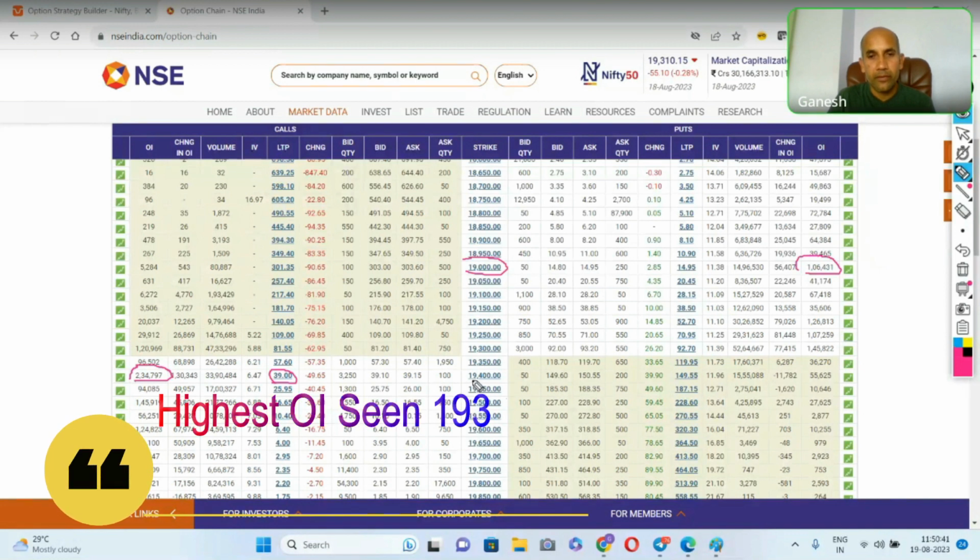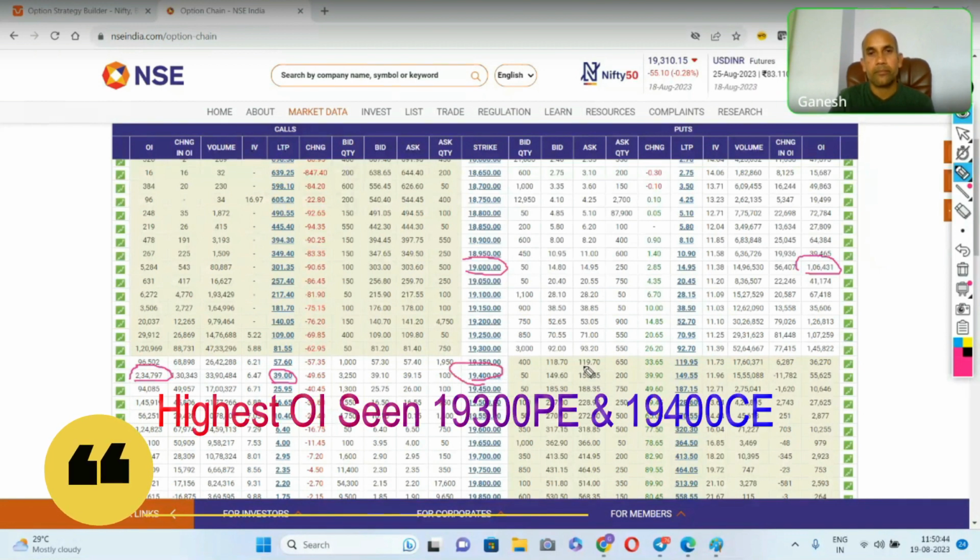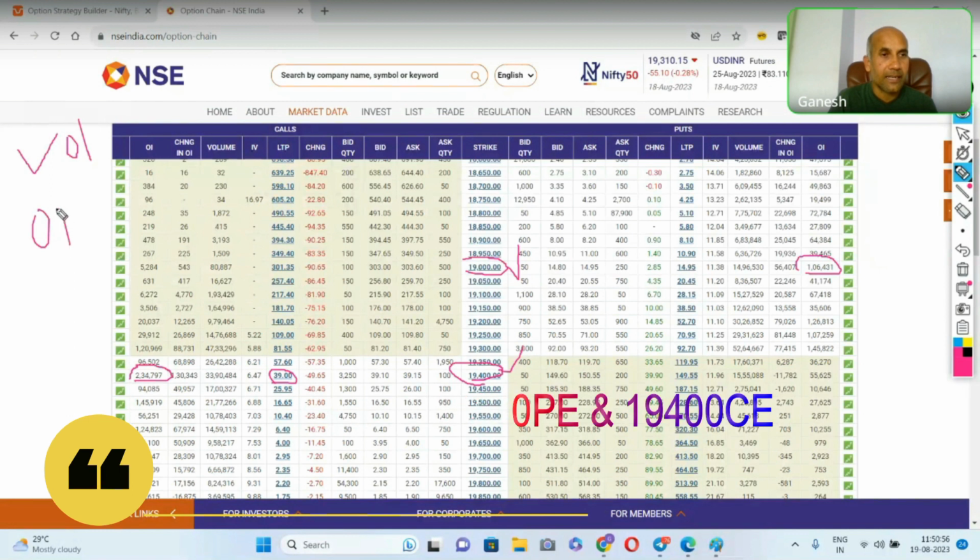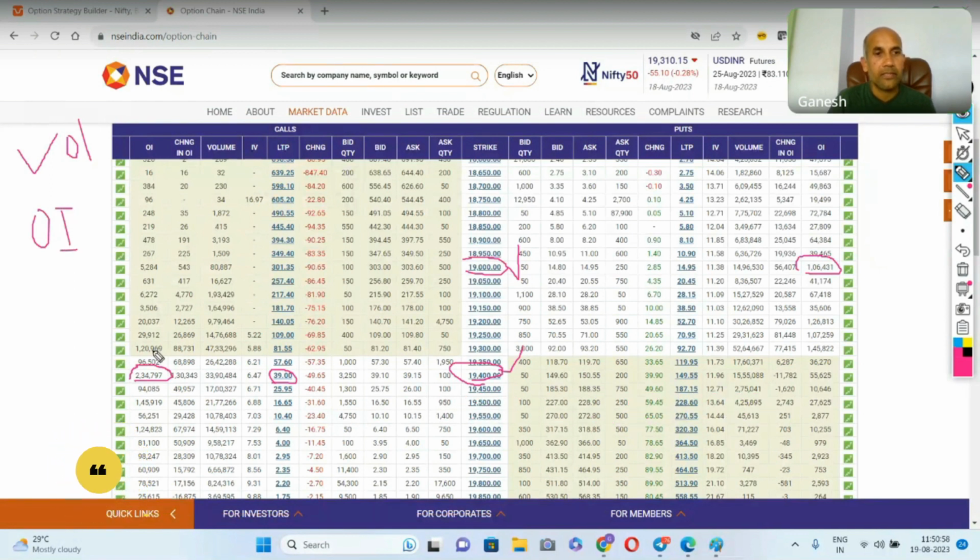Is at 19,400. So these two are seen as open. Now we have seen the highest volumes traded and the highest open interest contract. Where is that? The highest call side is 19,400. The highest put side is 19,000.